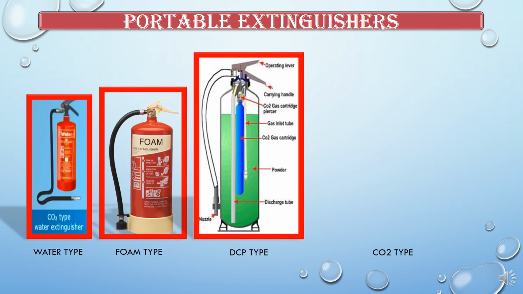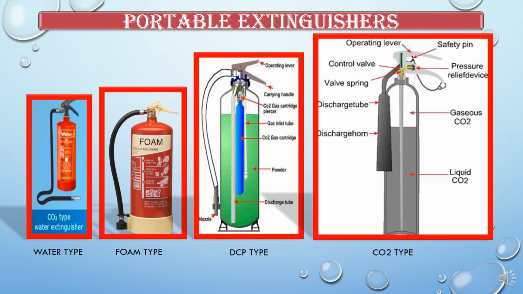Now this is the DCP type. As you can see over here, this DCP is dry chemical powder, and this can be utilized for ABC, class A, class B, class C. So sometimes you will see it is also called ABC extinguisher. This diagram shows the complete detail, the cross sectional view.